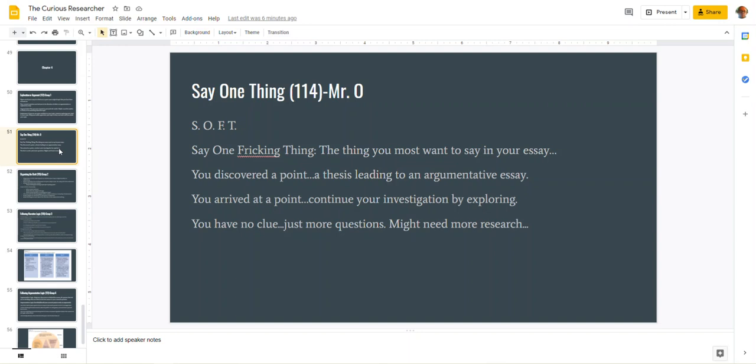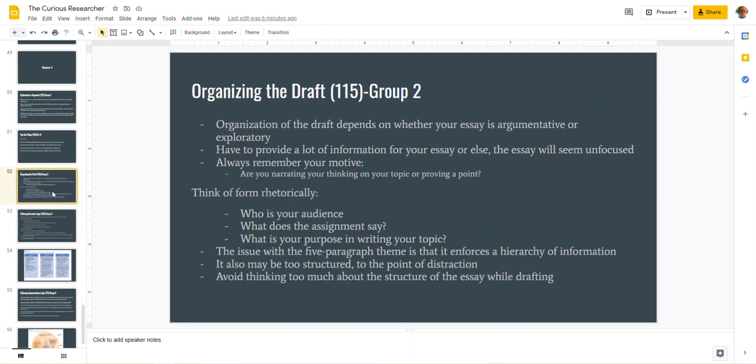In other words, sometimes if you get to this particular point, you have no clue, just more questions. Well, then you might need to do a little bit more research to really dig into your topic to be able to choose one of those organizational patterns. So the organization depends on whether your essay is argumentative or exploratory. You have to provide a lot of information for your essay, okay, or it will be unfocused.